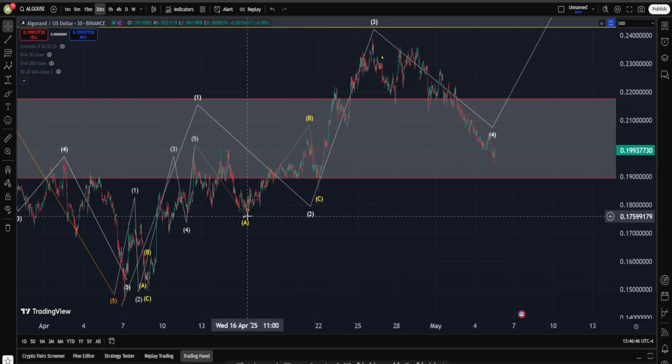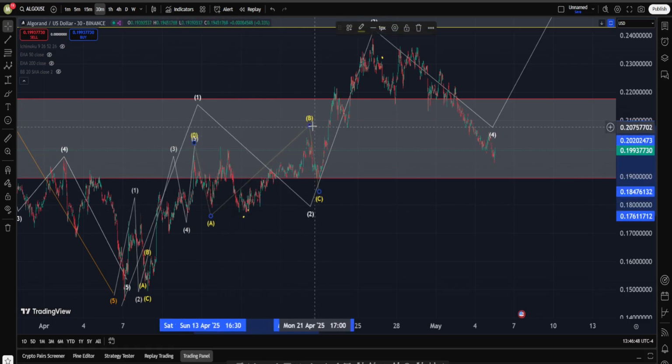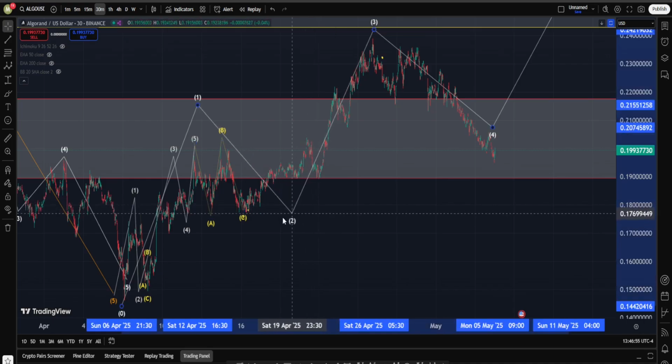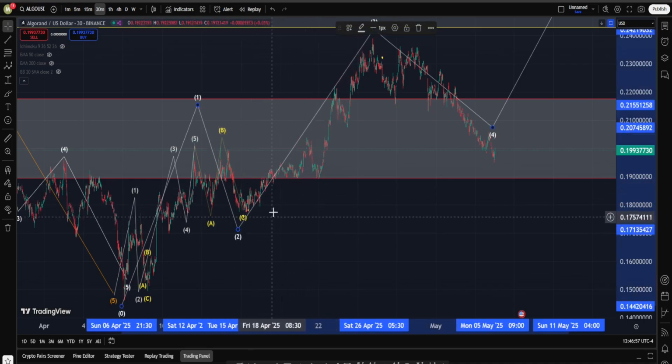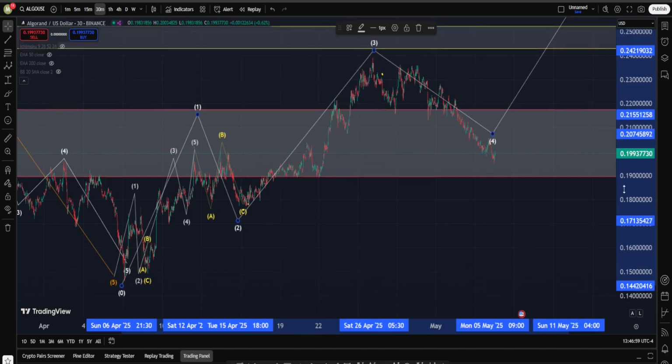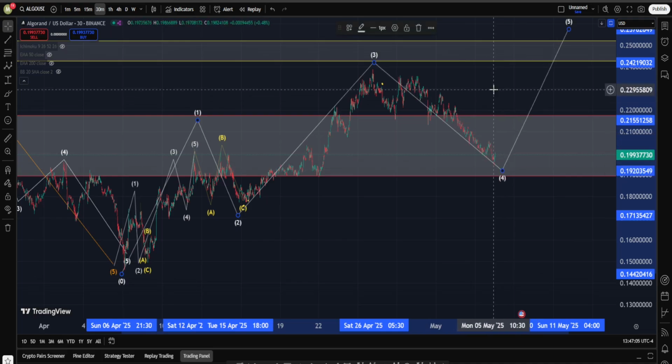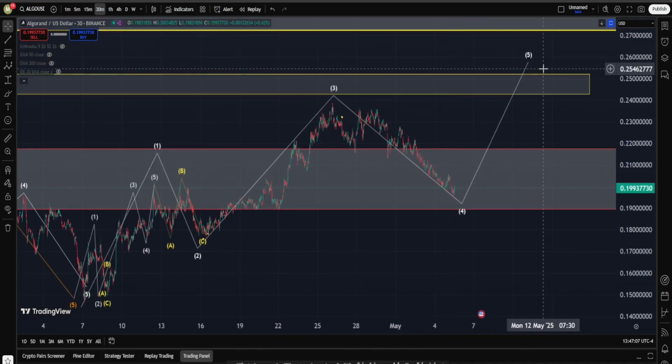I think we need to say maybe this is a correction for wave B to about this point, and then another move down into our C leg, and this can be the end of our wave 2, followed by that like 1, 2, 3, 4, 5 wave up into wave 3. And sure, you can say according to this scenario, maybe this is a correction for 4, and soon we're gonna have another move up into wave 5.